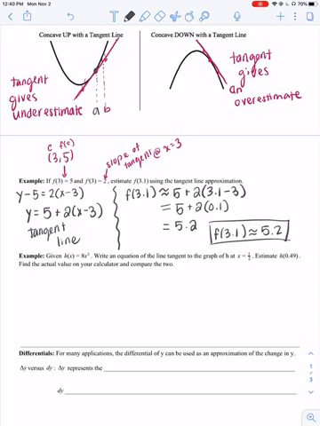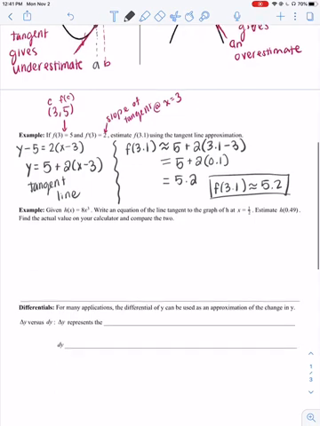So in this next one, we're actually given the function h of x. We are going to write an equation of the line tangent to the graph of h at x equals 1/2, and then we will estimate h of 0.49. And then I want us to find the actual value on the calculator and compare the two. In this one, we can find the actual value because we are given the actual function. In the previous example, we were not given the function f, so we could not find the actual value. So let's try it out.